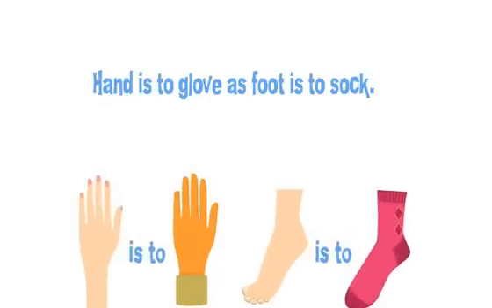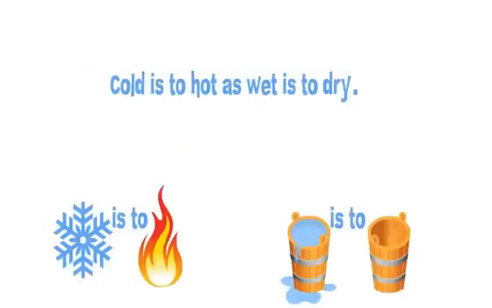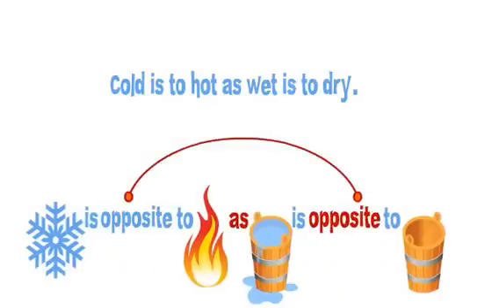Let's try saying it like this. A hand wears a glove the same way a foot wears a sock. See how that works? Here's another one. Cold is to hot as wet is to dry. What does this one mean? Cold is opposite of hot, the same way wet is opposite of dry.